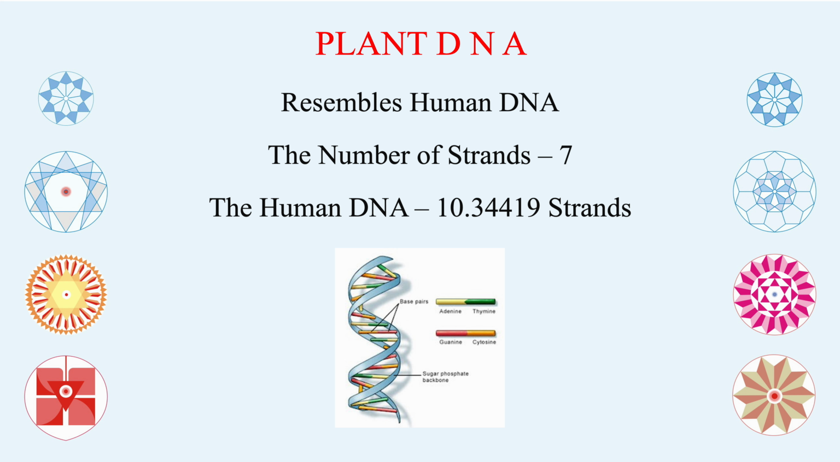But when it comes to human DNA, they say it could be 10 to 12. But I do know it is not 10 to 12. It is 10.34419. So now let's make it very clear. Plant DNA has 7 strands and human DNA, the perfect one, has 10.3441 strands. That's it. And the picture is there.